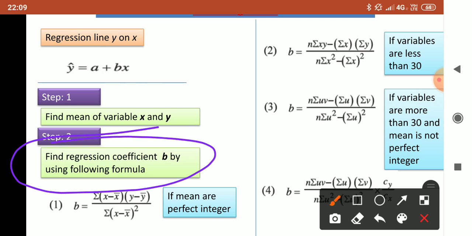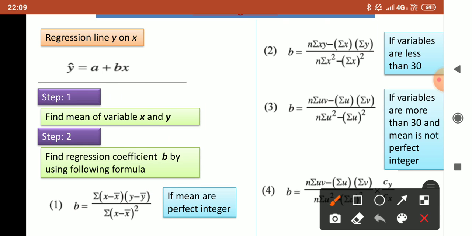What do you mean by regression coefficient? We are denoting the regression coefficient by b. So in step number 1 you have to find x bar and y bar. In step number 2 you have to find b, that is the regression coefficient. But what is the formula to find b? There are basically 3 formulas, and the fourth one is almost similar, but one thing is to be added. So step by step we will learn these formulas.